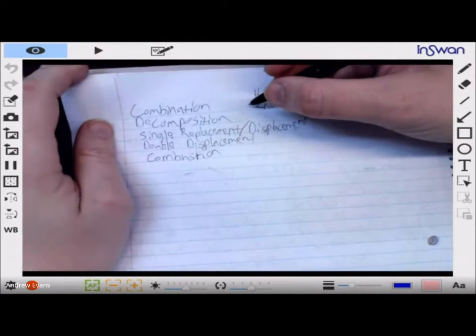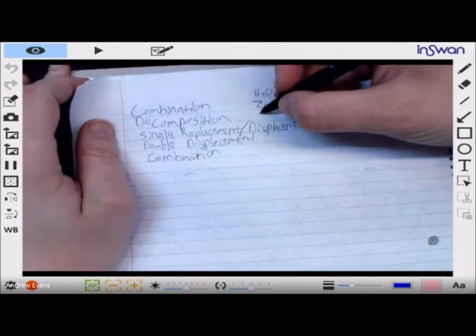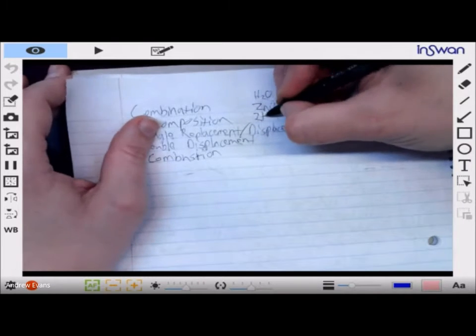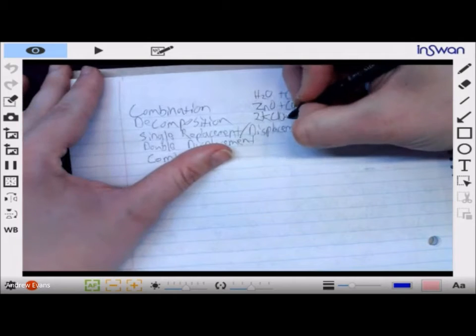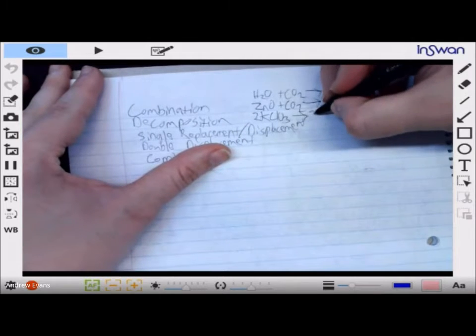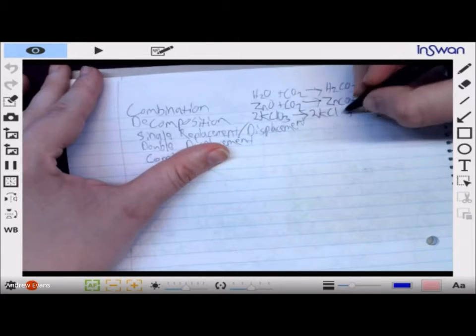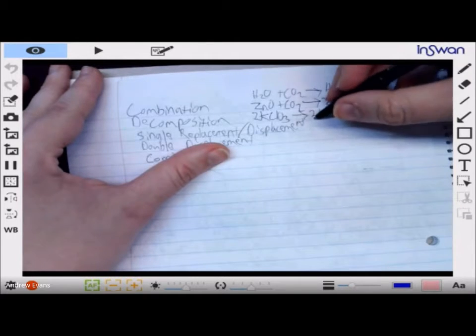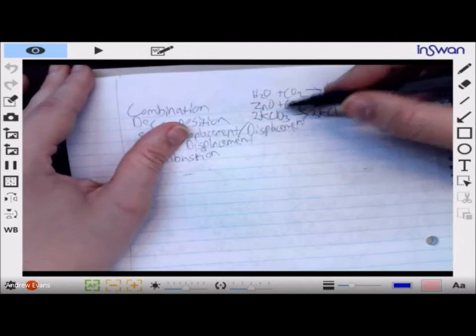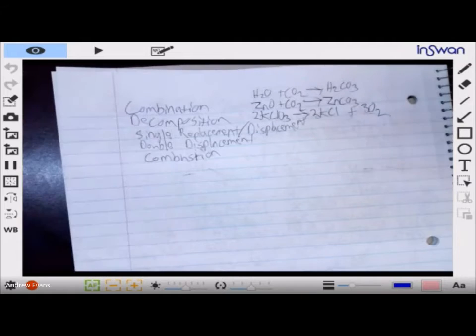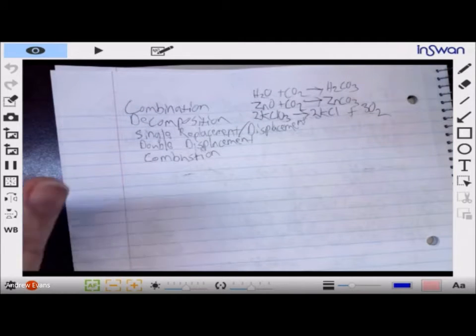Decomposition would just be the opposite. One thing breaking apart to form two. So, for example, two potassium chlorates will decompose to two potassium chlorides and three oxygens. It doesn't matter that there's three oxygens and two KCl's. The idea is one compound breaks apart into two compounds or two molecules, two different molecules.